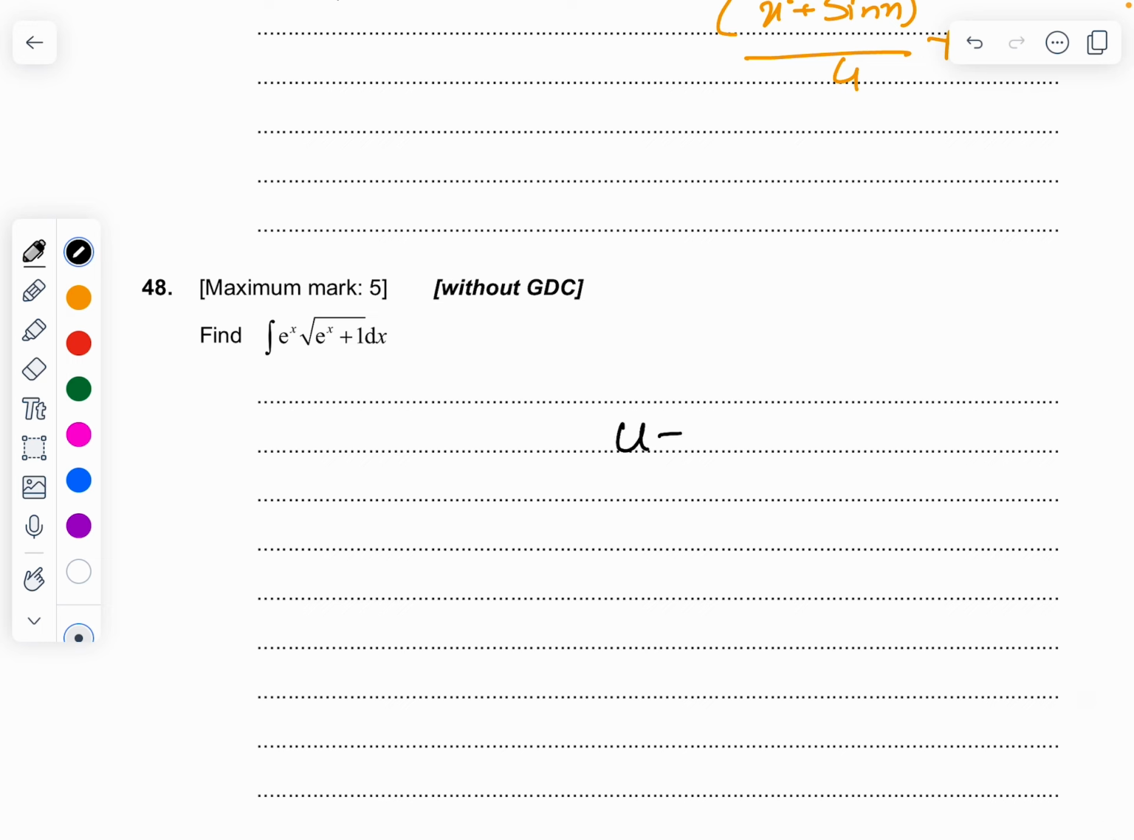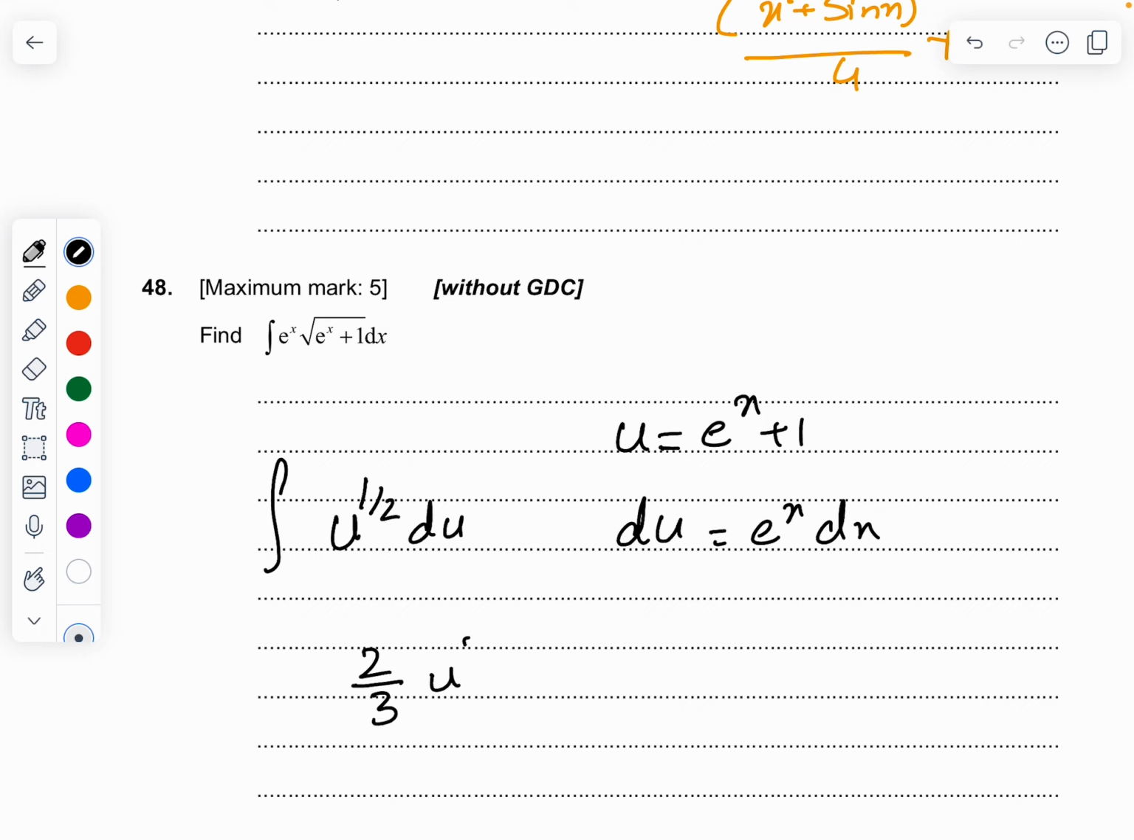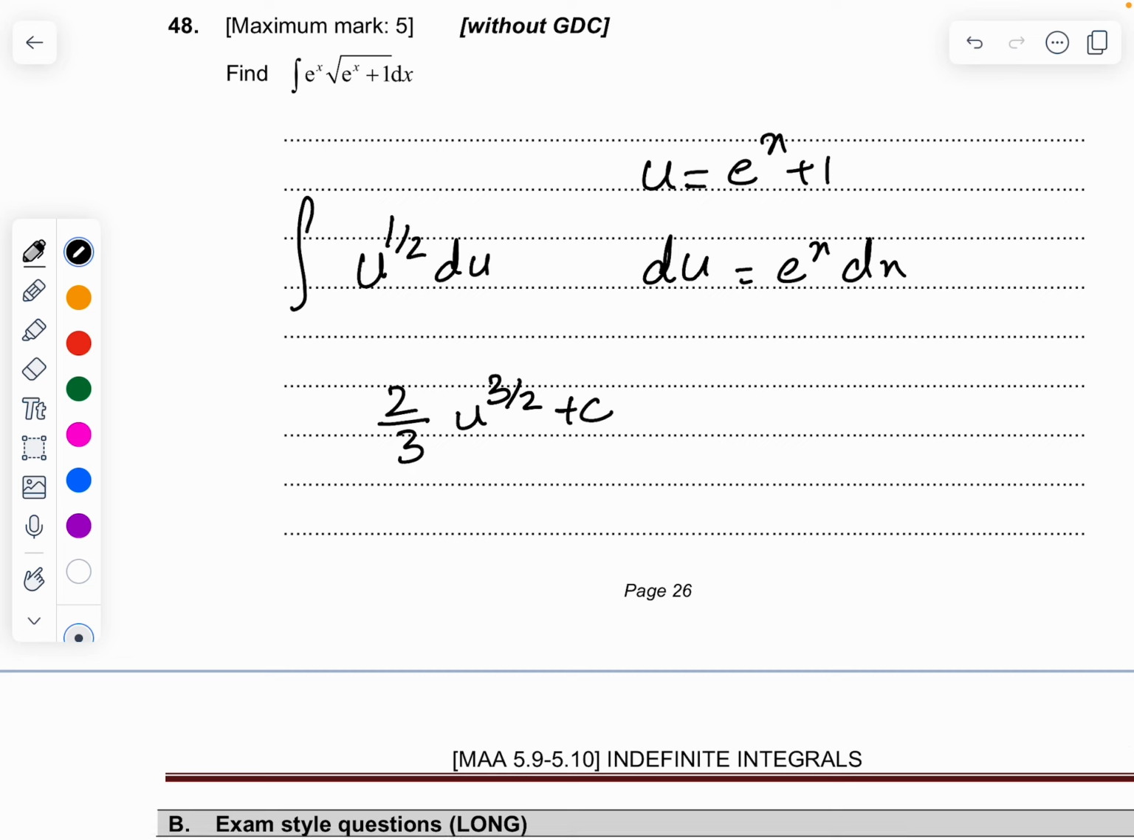Now question number 48. u equals e power x plus 1. So du equals e power x dx. So this becomes u power 1 upon 2 du. So 2 upon 3 u power 3 upon 2 plus c. So it becomes 2 upon 3 (e power x plus 1) whole power 3 upon 2 plus c.